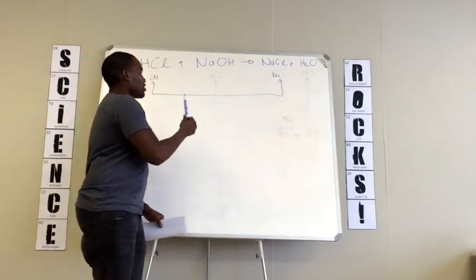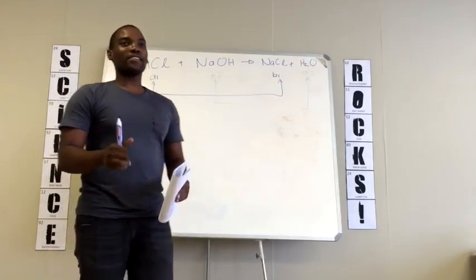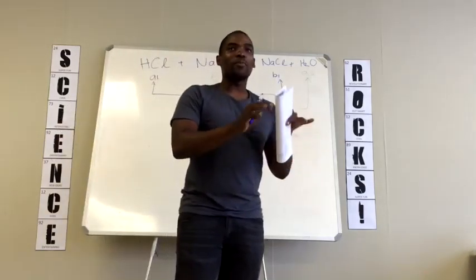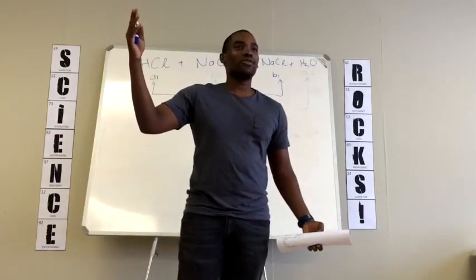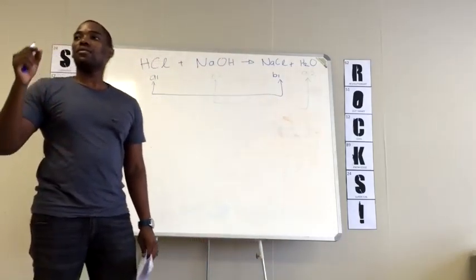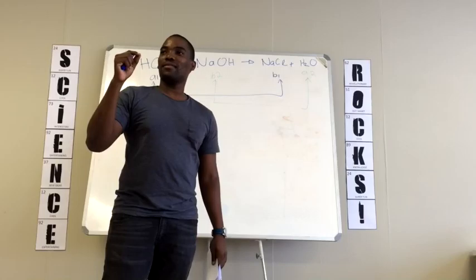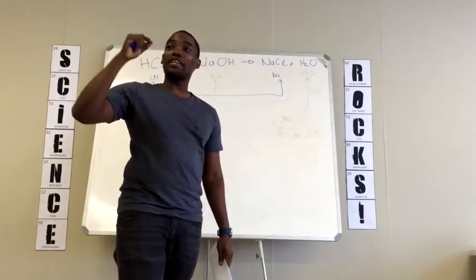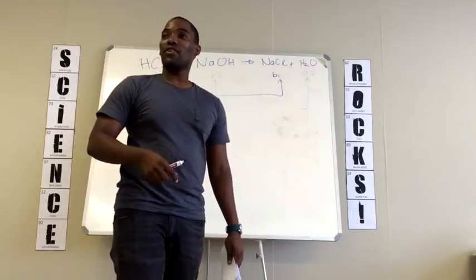So, a concentrated acid, right, is an acid that has a lot of moles per unit volume. It's got a high concentration, right? But a strong acid is an acid that will dissociate or ionize nearly completely in water, right?